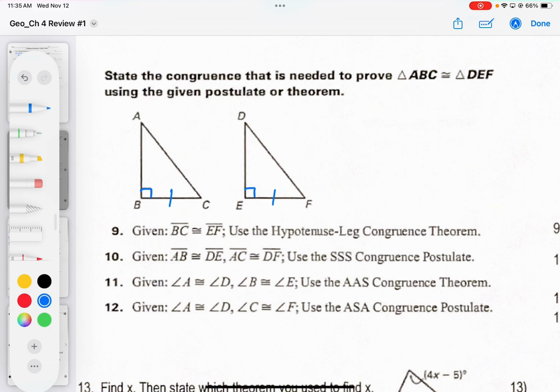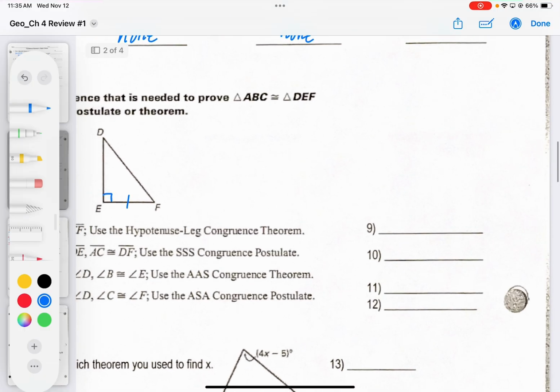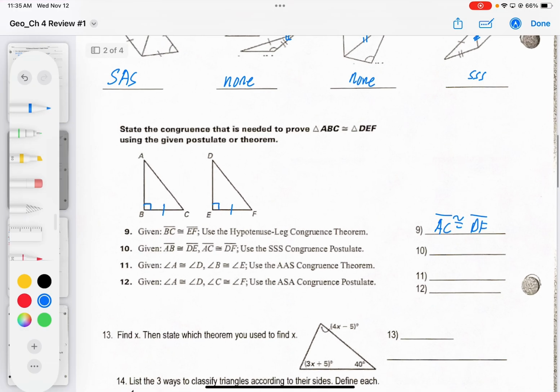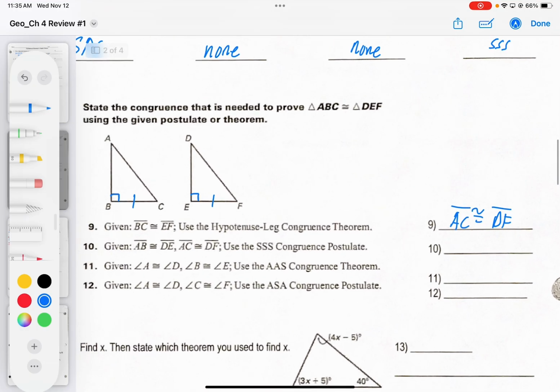Let's go through my checklist for HL. Have I listed my hypotenuse as congruent? No, so that's what I need. I would need to state that AC is congruent to DF. I have a pair of legs congruent. I have that they're right angles and they're right triangles, so that would be fine. All right, let's reset my picture.